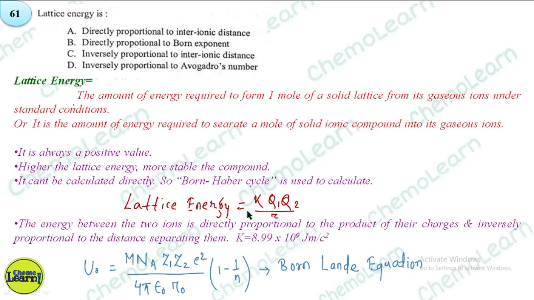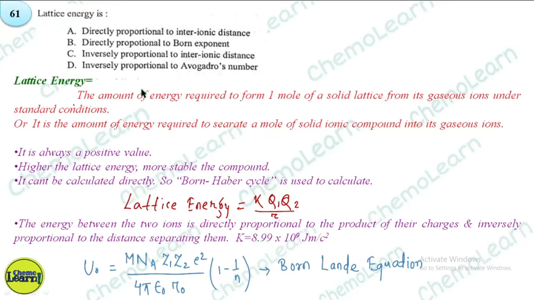Lattice energy has the formula K into Q1Q2 divided by R. So the energy between the two ions is directly proportional to the product of their charges. Q1, Q2 are the charges, so it is directly proportional to the product of their charges and inversely proportional to the distance separating them. This is the distance, and K has the value equal to 0.99 into 10 to the power 9.